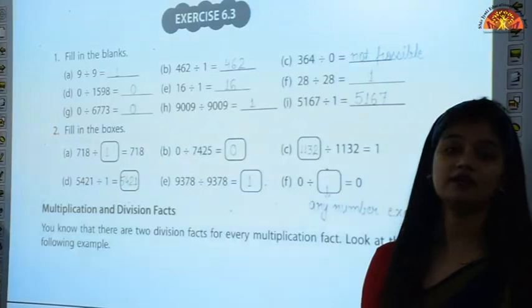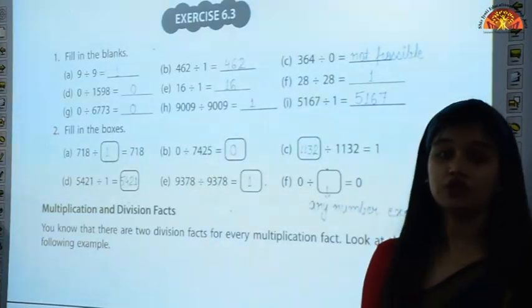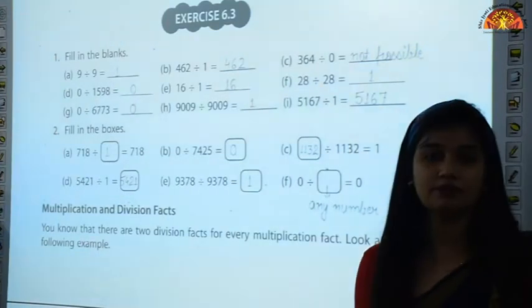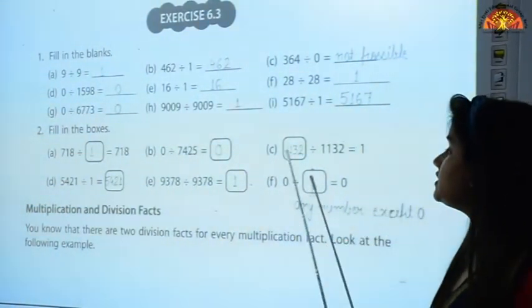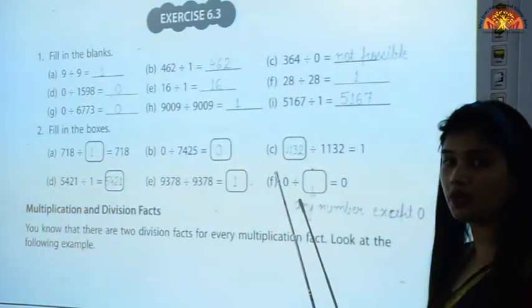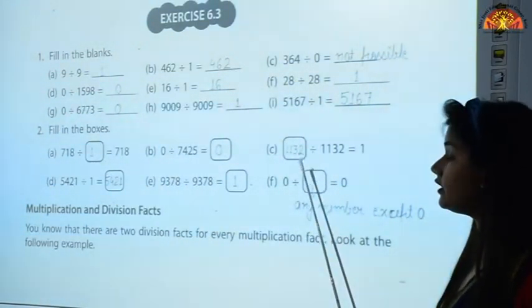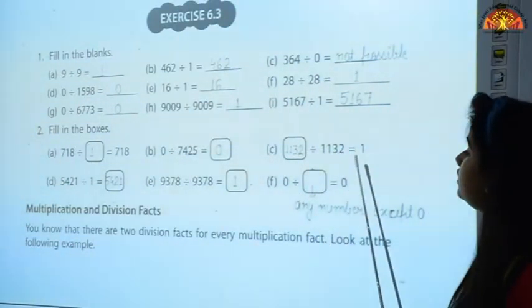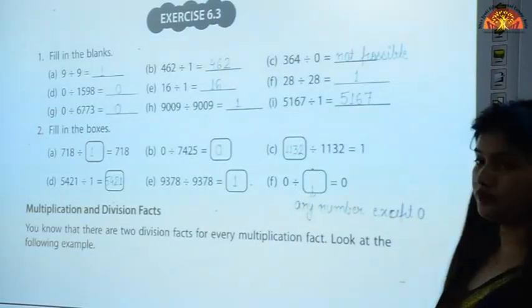And when you get the answer 1, किसी भी division का answer 1 कब होता है? When you divide the number by the same number. जब आप किसी number को उसी number से divide करोगे, it means what will be the dividend here? यहाँ dividend क्या होगा? 1132. When you divide 1132 by the same number, इसको आप इसी number से divide करोगे, you will get the answer 1. So now F part we are observing on the board.